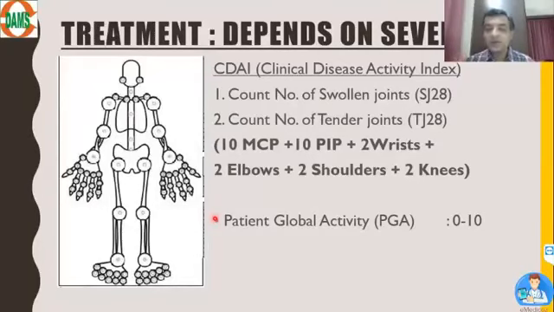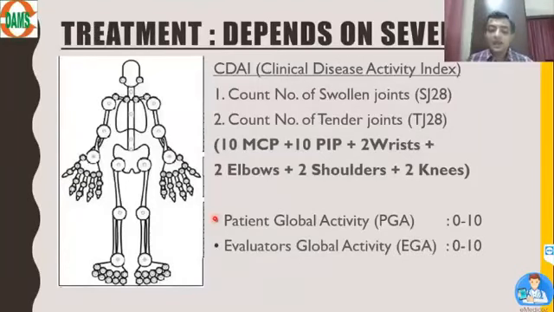It is part of the CDAI. I am writing on the same page. You will give 0 to 10 points. And you will also give the doctor's, that is the evaluator's, global activity score, 0 to 10, with 0 being mild and 10 being most severe. So you have to count.